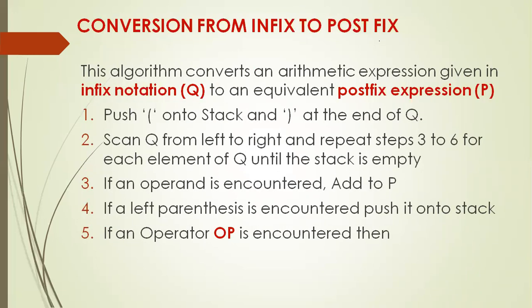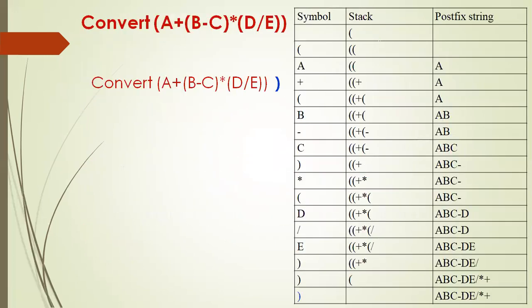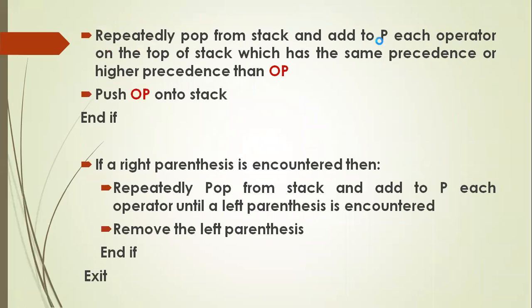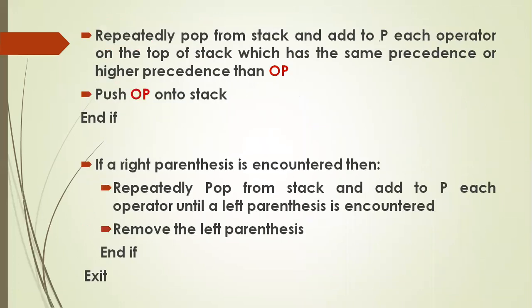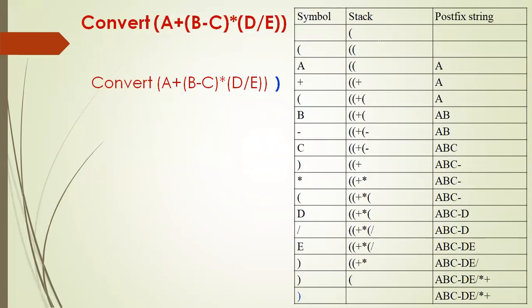Scan Q from left to right and repeat the next steps, step number 3, 4, 5, 6, for each element of Q until the stack becomes empty. First, what is the first symbol in that expression? The first symbol you come across is a left parenthesis. If a left parenthesis is encountered, push it onto the stack. So here the first symbol is a left parenthesis. The stack already has 1 left bracket, so this will also be added. So your symbol scanned is a left parenthesis and your stack contains 2 left brackets now.